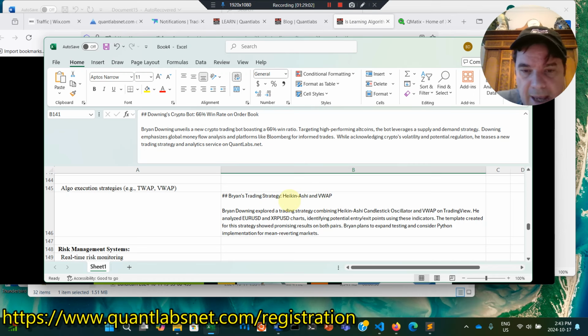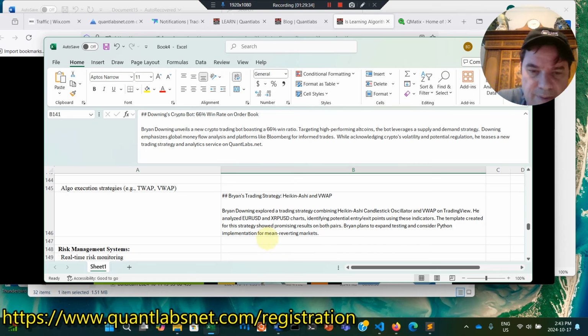Anyways, a trading strategy using VWAP, VWAP and Heiken Ashi. This one combines a Heiken Ashi candlestick oscillator and VWAP on TradingView, analyzing EUR/USD and XRP charts, identifying potential entry and exit points using these indicators. A template for the strategy, with promising results on both pairs. But again, the market changes. The timing looked good, but may not be valid anymore.